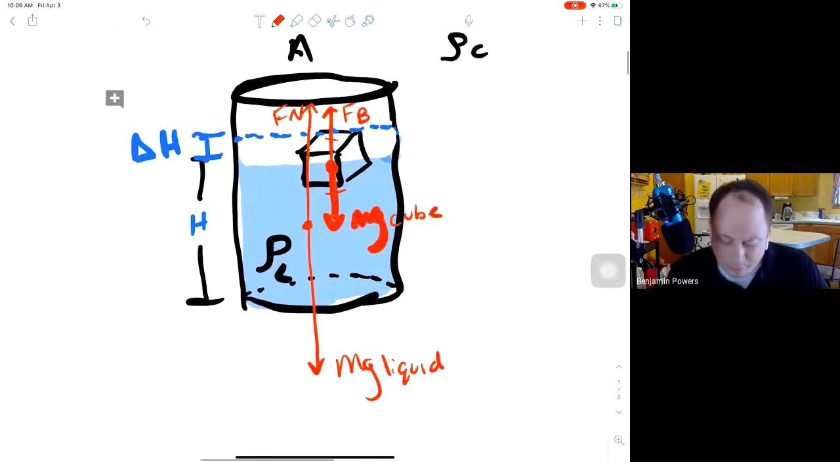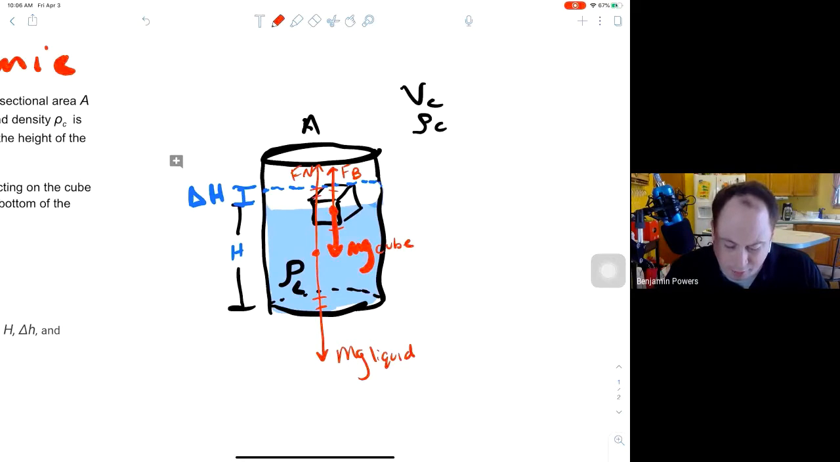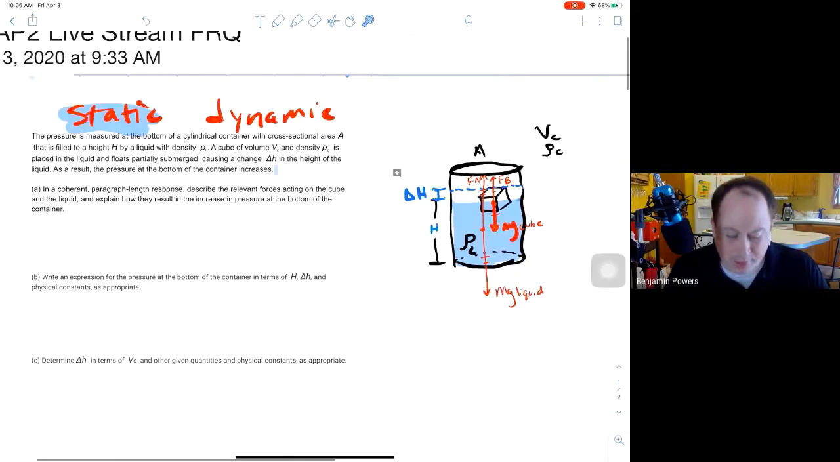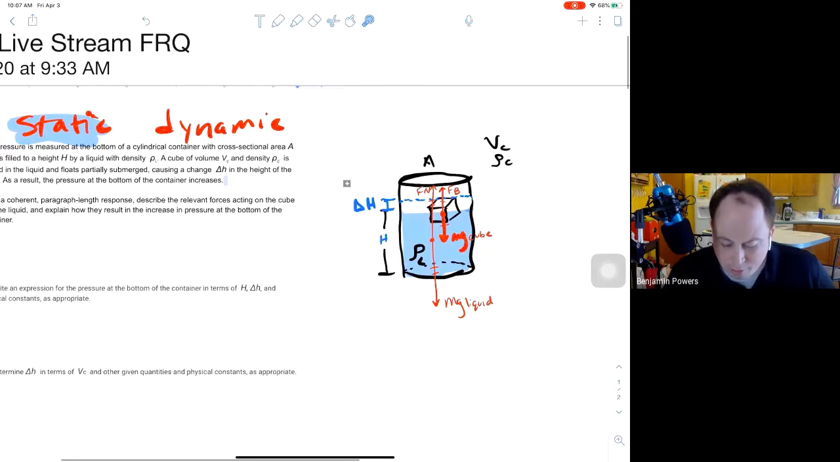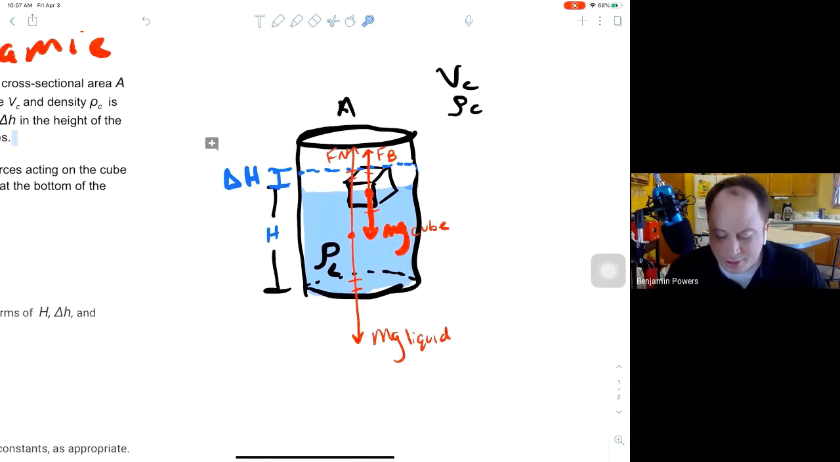So your weight of the liquid is balanced by the bottom of the surface shoving up into that liquid, preventing it from falling out through the bottom. So the first couple of points that you get are by correctly identifying those forces on the cube and on the liquid. And then you're supposed to explain how they result in an increase in pressure at the bottom of the container. Well, the way to understand that, let's just imagine the cube is taken out. I don't think I can animate this anymore because if I select it, all the arrows and everything will move with it. But just imagine if I took that cube out, right?